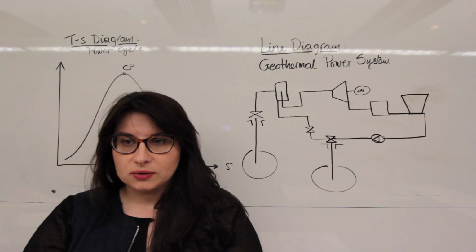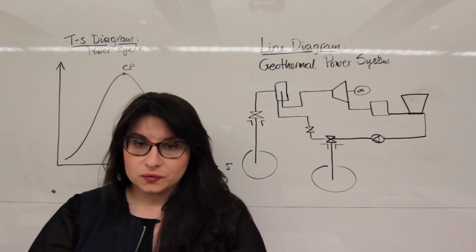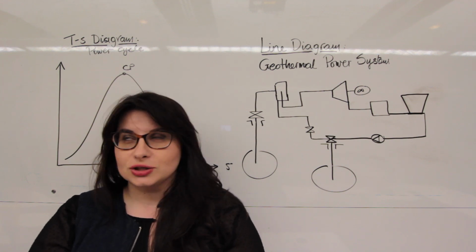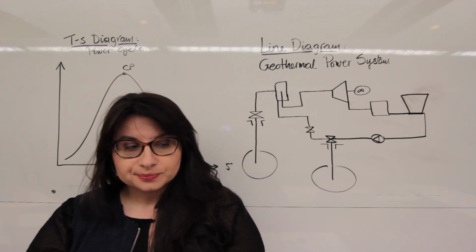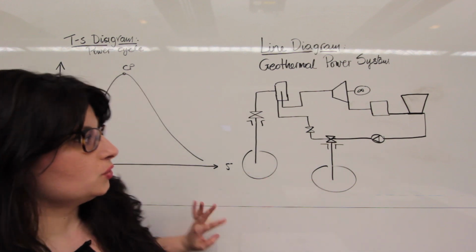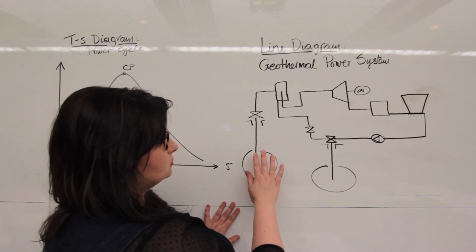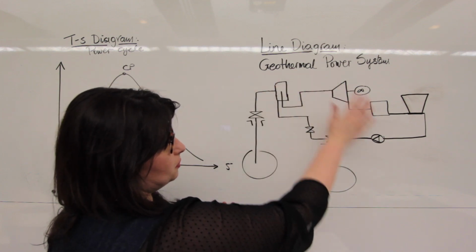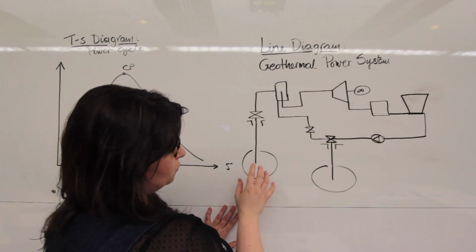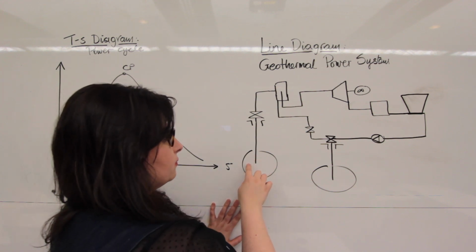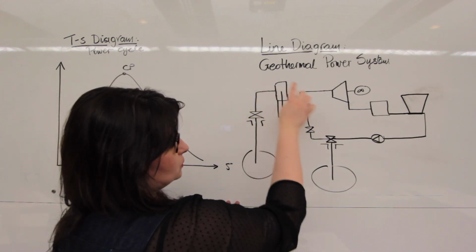All right, now we've gone through the basics of the TS diagram, and it's time to put our newfound knowledge into use. We're going to go around the cycle, the geothermal power system, right? And we're going to follow the fluid that we harvest from underground and follow its path around the various components.